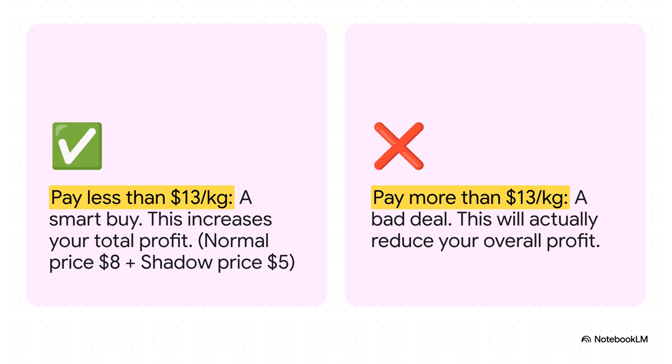And this is what makes it so powerful. It gives managers a dead simple, crystal clear rule for making decisions. Let's say the normal price for our material is $8 a kilo. Well, you add that $5 shadow price, and now you know you should be willing to pay up to $13 for an extra kilogram. Pay less than $13, that's a smart buy, you're going to make more profit. Pay more than $13, that's a bad deal.